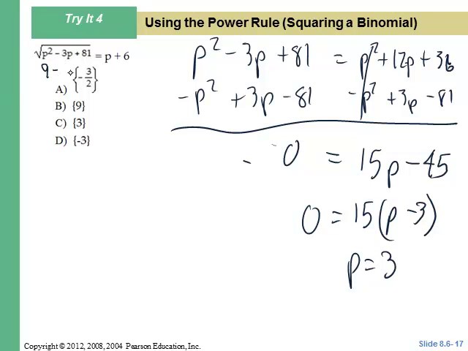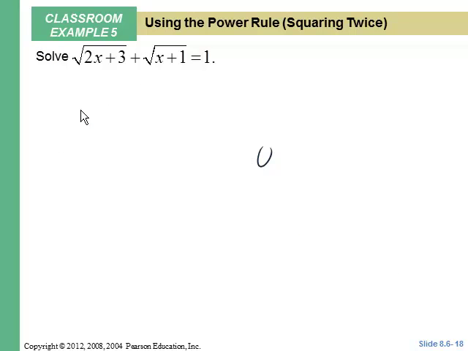9 minus 9 plus 81 equals 3 plus 6. Yes, it does check, so the answer is 3. Now, sometimes you need to square twice. I'll show you what I mean here.